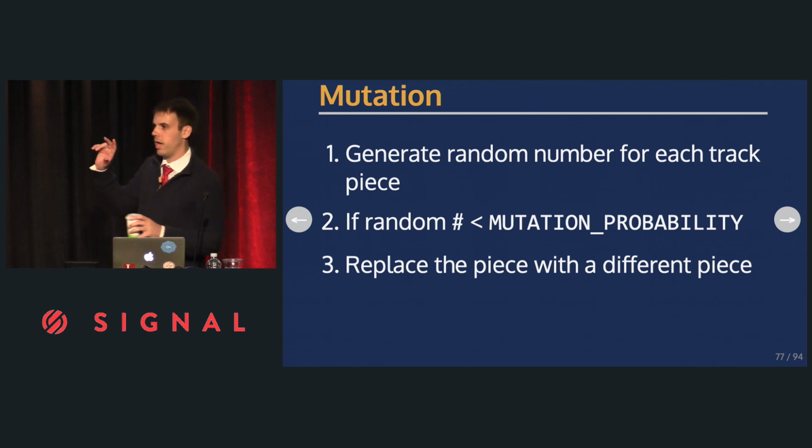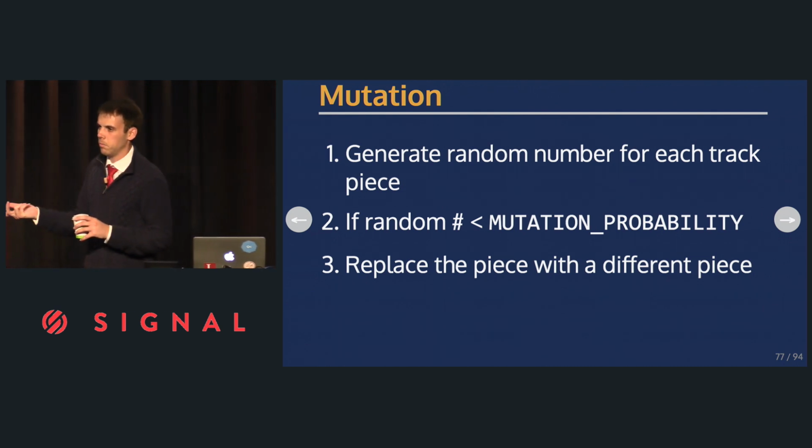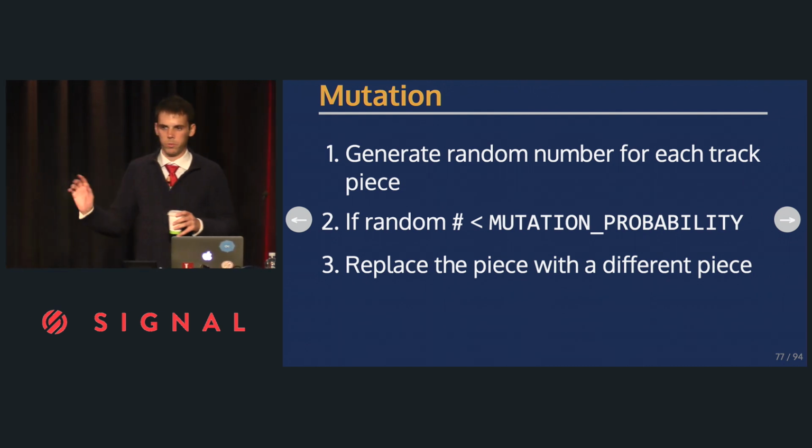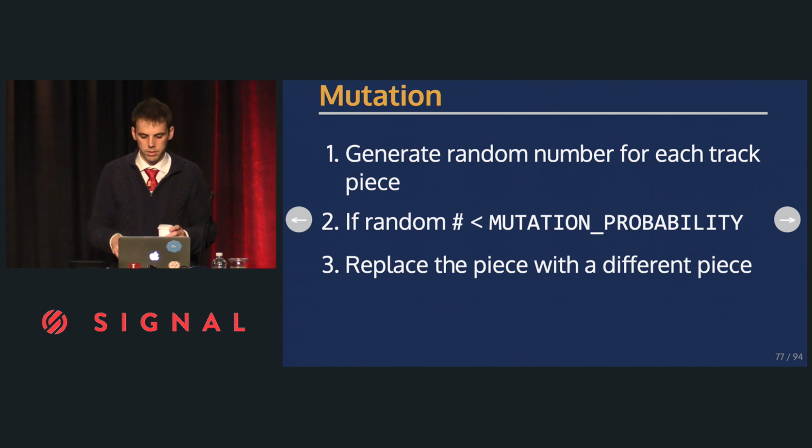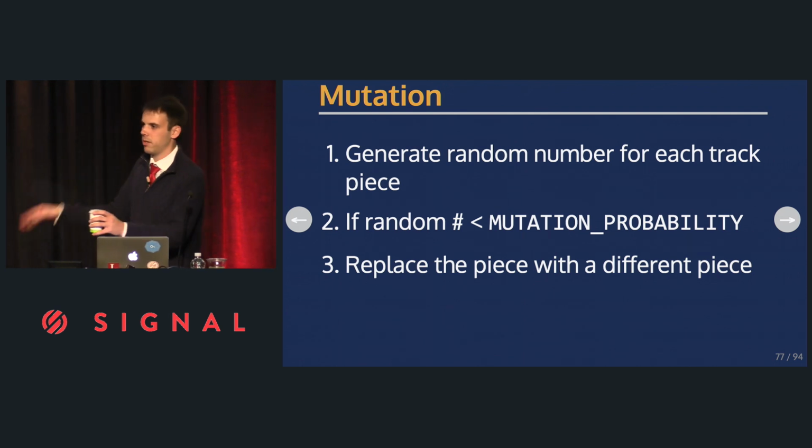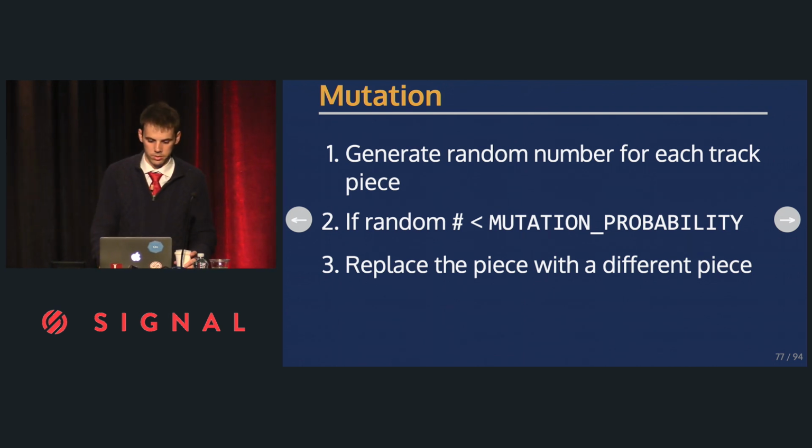Yeah, mutation. So if we spin a random weighted dice wheel and it comes up with a really low value, mutate the track piece, right? Just change it to some other track piece, and then see what happens in the string.